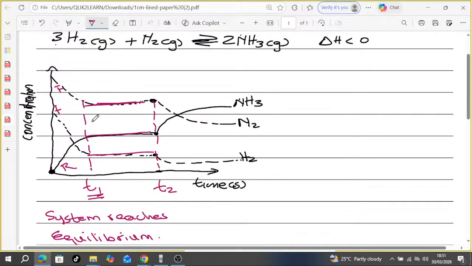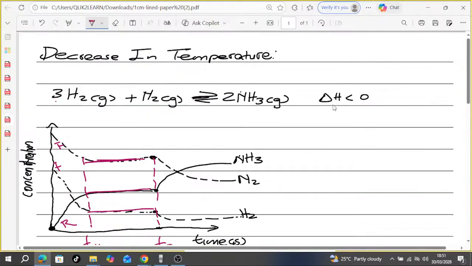Remember, the forward reaction delta H is less than 0. The forward reaction is exothermic, and the reverse will be endothermic.